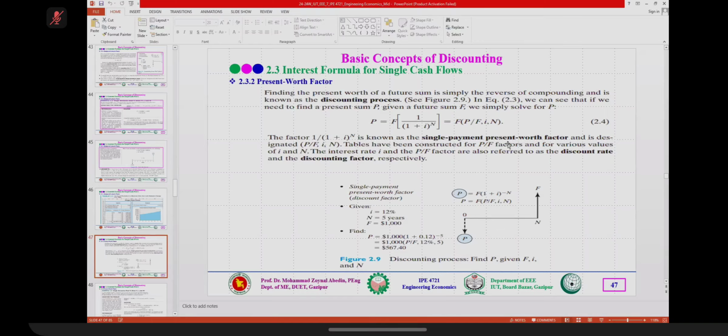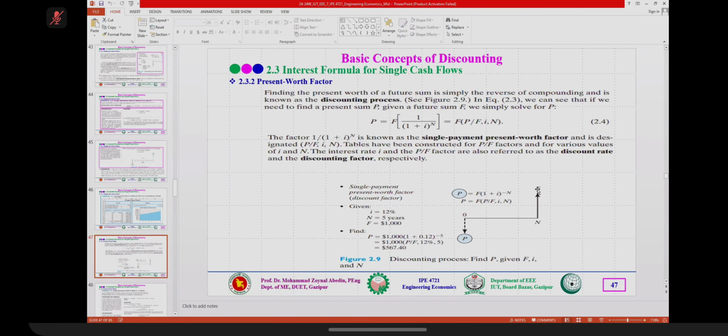Previously, it was the single payment compound worth factor or growth factor. Now it is the present worth factor, and it is designated this one. Tables have been constructed for P by F factors and for various values of i and n. The interest rate i and the P by F factor are also referred to as the discount rate and the discounting factor respectively.